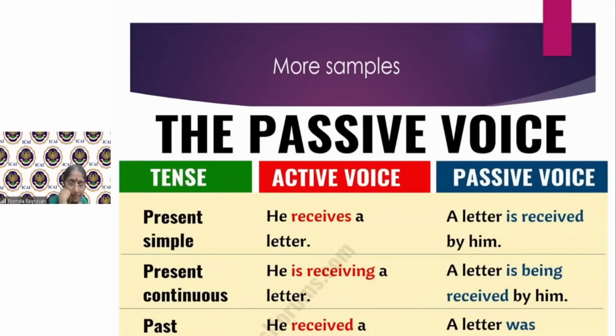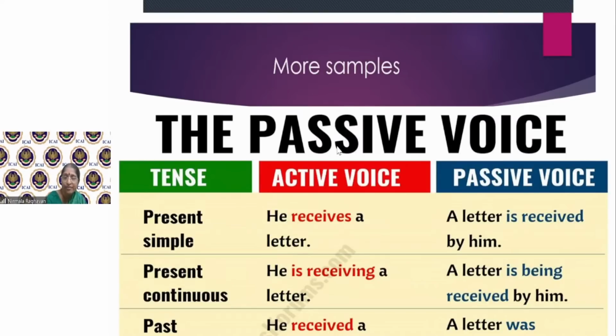examples. He receives a letter. A letter is received by him. When it is simple, by them is understood. Therefore, we don't say it. Yashwant, I answered your question just now. He is receiving a letter. A letter is being received by him. He received a letter. A letter was received by him.